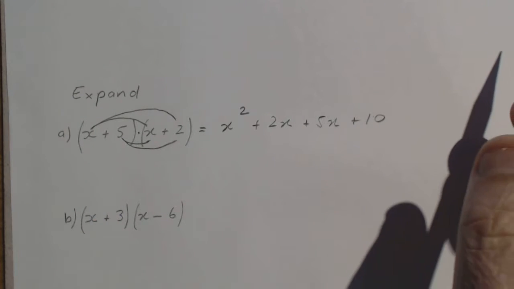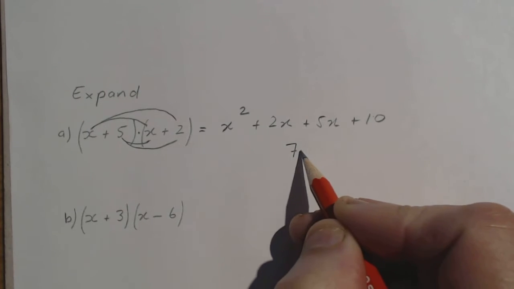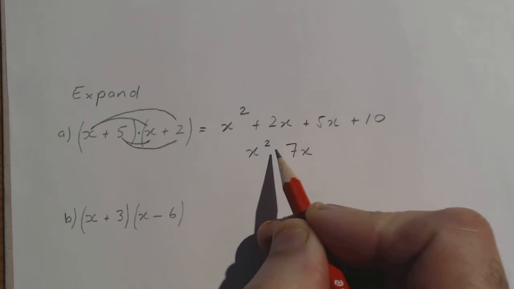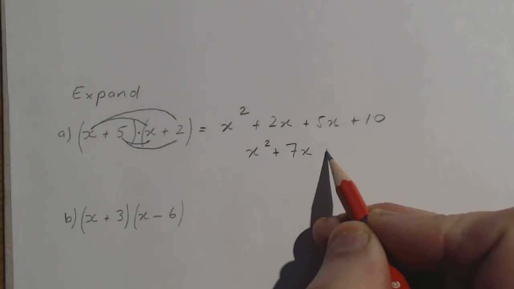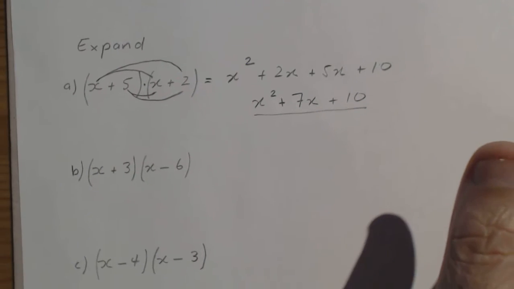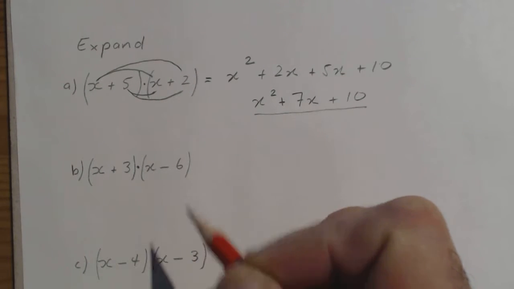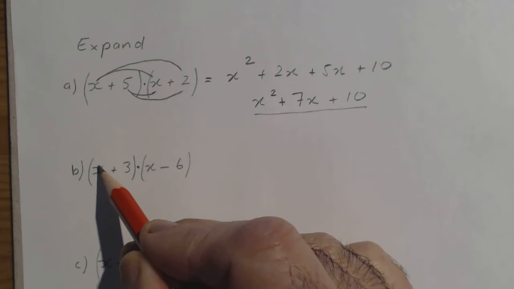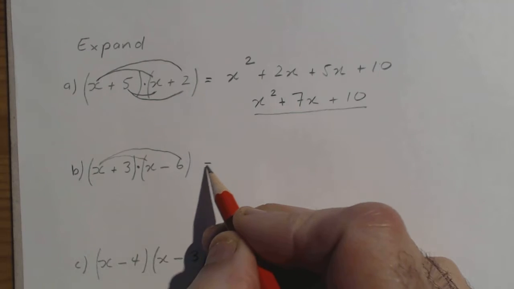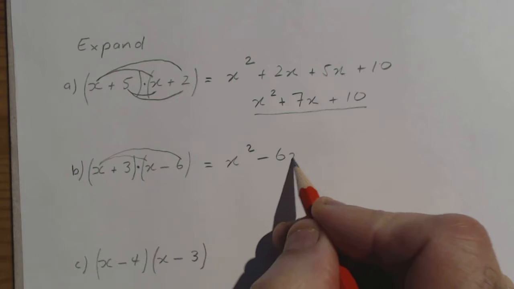Now we collect any like terms. You can see 2x and 5x are like terms. 2x and 5x gives 7x. x squared is on its own there, and 10 is on its own there. And that's our result. This one here, we have x plus 3 times x minus 6. So we take the first term in the first bracket and multiply it by both terms in the second bracket. So x times x gives x squared. x times minus 6 gives minus 6x.